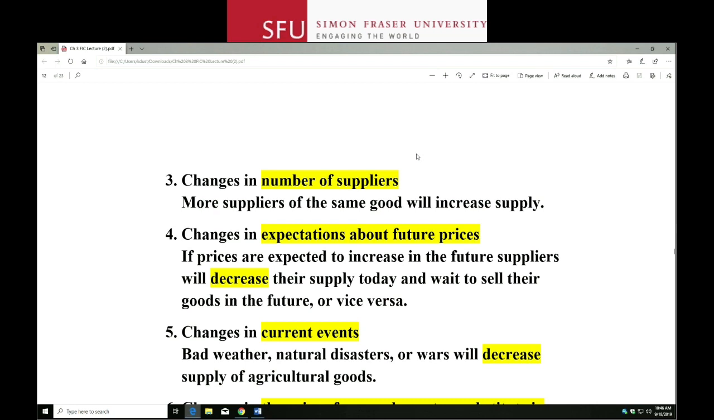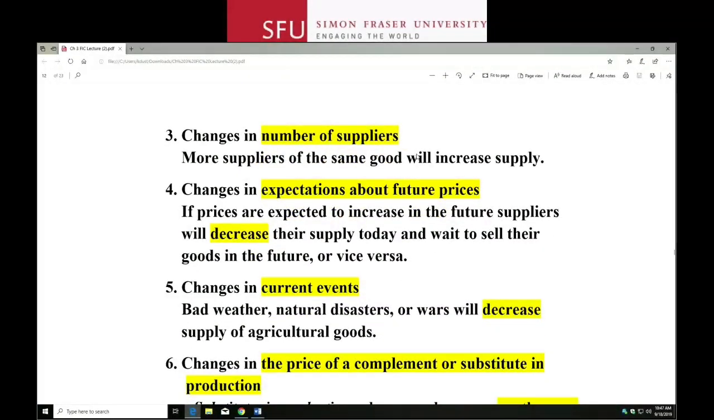Okay, last one. Producers also have substitutes and complements. So changes in the price of a complement or substitute in production. Okay, but they mean very different things for a producer compared to a consumer.